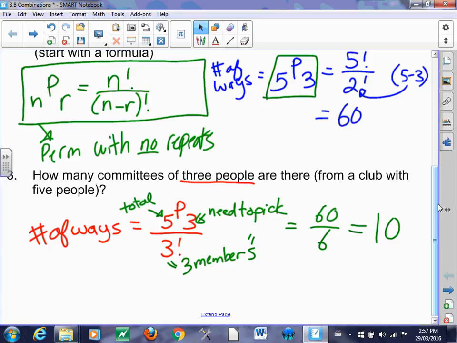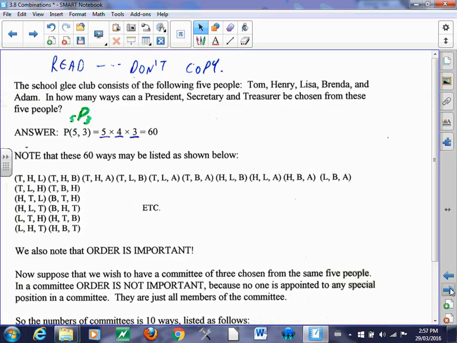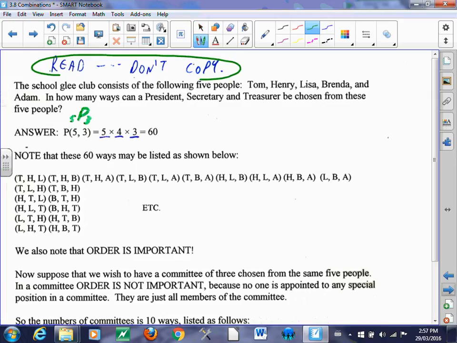Okay, so for the next page, please do not copy it out. It just says read, do not copy. All right. So a school glee club consists of the following 5 people: Tom, Henry, Lisa, Brenda, and Adam. In how many ways can a president, secretary, and a treasurer be chosen from these 5 people? Well, we take a look, and it's going to be 5 permutation 3, which is 5 times 4 times 3, which gives you 60 ways.